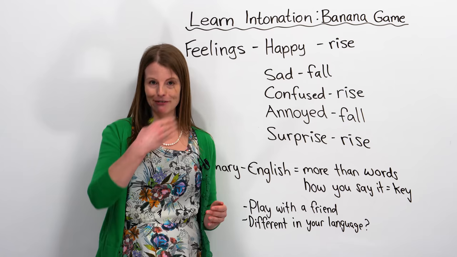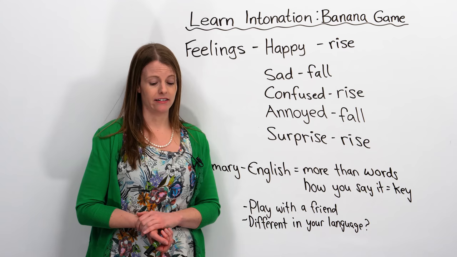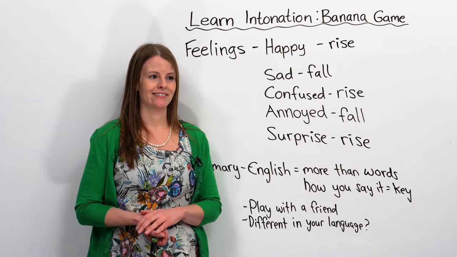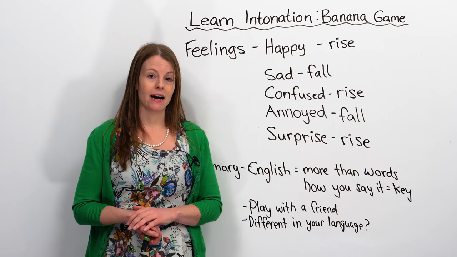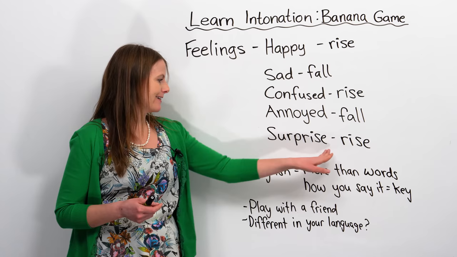And I know my face is acting. It's hard to do the tones without the facial expression, so I'm sorry if that's giving clues. So again, sad, banana, banana. What about confused? Banana? Banana? Banana? So there's a rise. For annoyed or mad? Banana, banana, banana. Okay, notice there's more force and it's a fall. Banana. Okay, finally, surprise. It's a rise, like happy. Banana, banana.